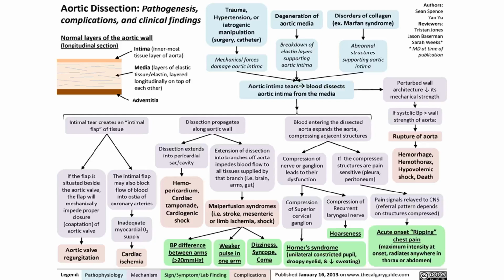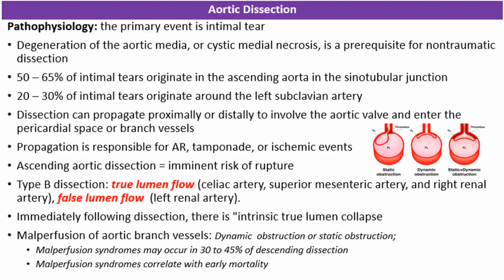The primary pathophysiologic event in the classic aortic dissection is a tear in the aortic intima. Degeneration of the aortic media, or cystic medial necrosis, is felt to be a prerequisite for the development of non-traumatic aortic dissection. Blood passes into the aortic media through the tear, separating the intima from the surrounding media and/or adventitia and creating a false lumen. It is uncertain whether the initiating event is a primary rupture of the intima with secondary dissection of the media, or hemorrhage within the media and subsequent rupture of the overlying intima.